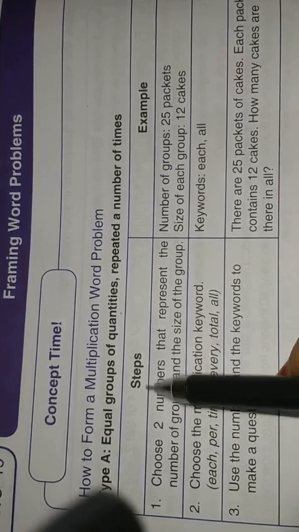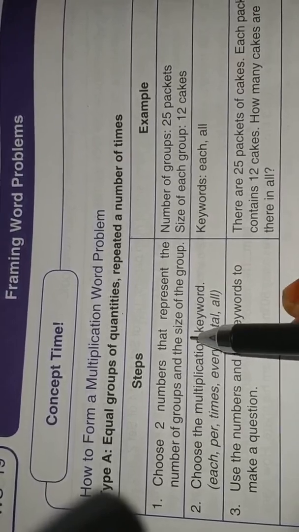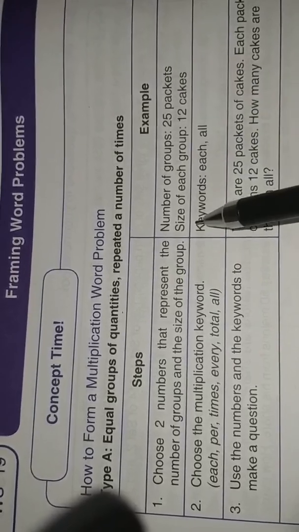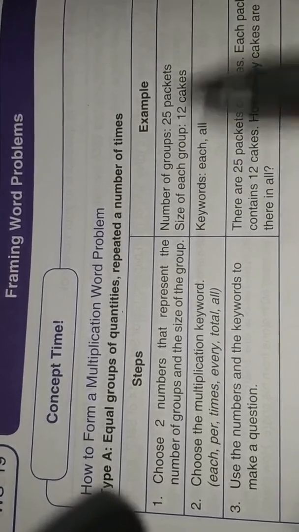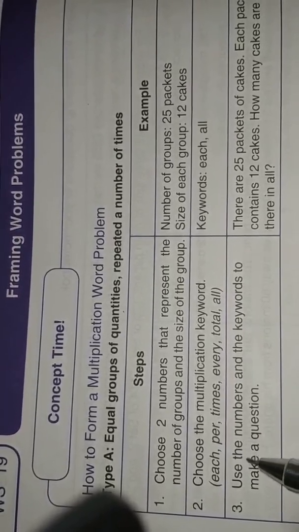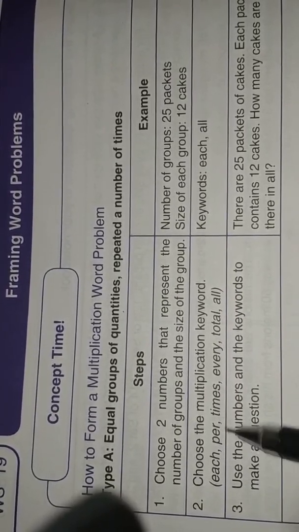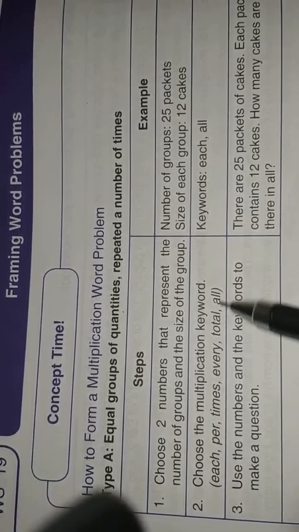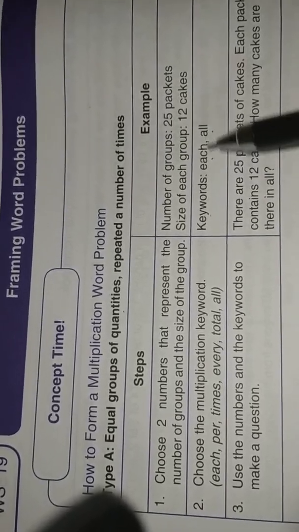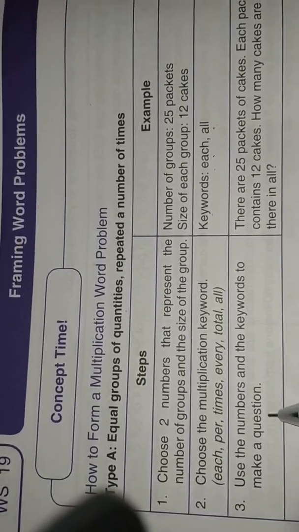So the first step is to choose 2 numbers that represent the number of groups and the size of the group. The number of groups is 25 packets and the size of each group is 12 cakes. Now choose the multiplication keywords. The multiplication keywords are each, per, times, every, total and all. Here we will use the keywords each and all.